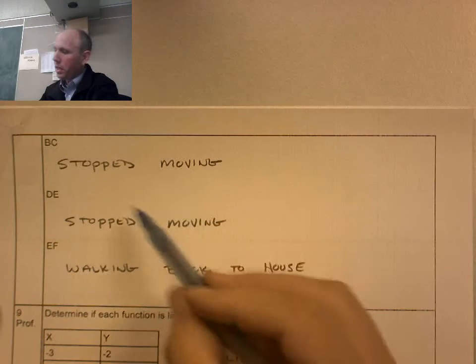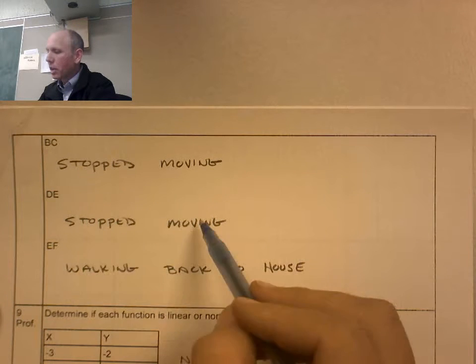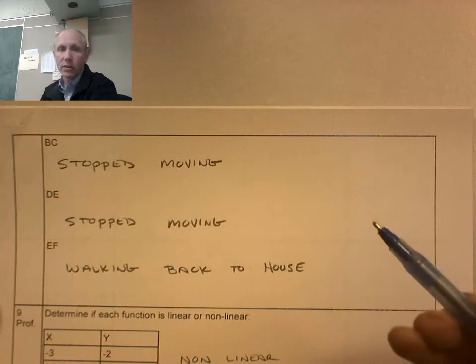So B to C, she stopped moving. D to E, stopped moving. E to F, walking back to her house.